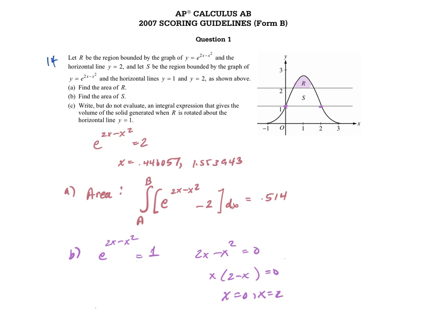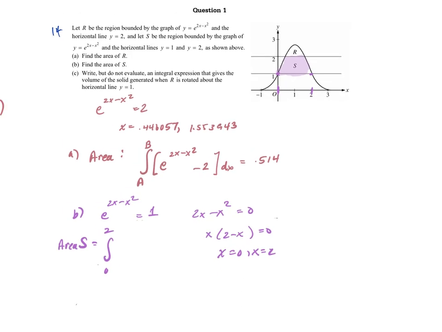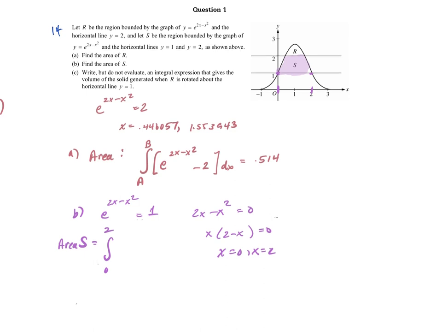All right, so now we just want S. So that's going to be in here. So in order to calculate the area of S, we're going from 0 to 2. Now, if we integrated the curve, let me color this in. If you did the upper curve as this, and the lower curve as 1, you're going to get all of that area. So 0 to 2 of e^(2x minus x squared) minus 1. So upper minus lower is going to give me all of that.